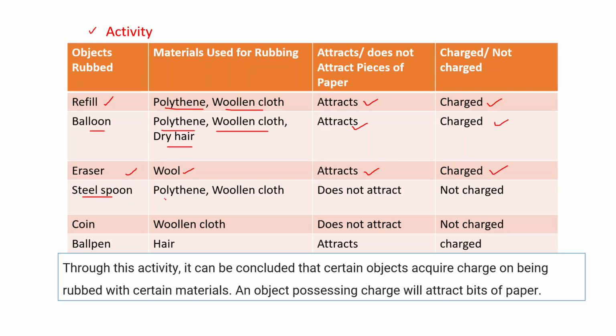Steel spoon rubbed with polythene or woolen cloth and brought near the pieces of paper, you will see it does not attract the pieces of paper. It means steel spoon does not charge. Coin. Rub with woolen cloth and bring near to the piece of paper. You will see it will not attract the piece of paper. It means it is not charged. Ball pen. Rub with the hair. It will attract the piece of paper. It means it is charged. Through this activity, it can be concluded that certain objects acquire charge on being rubbed with certain materials. An object possessing charge will attract bits of paper.